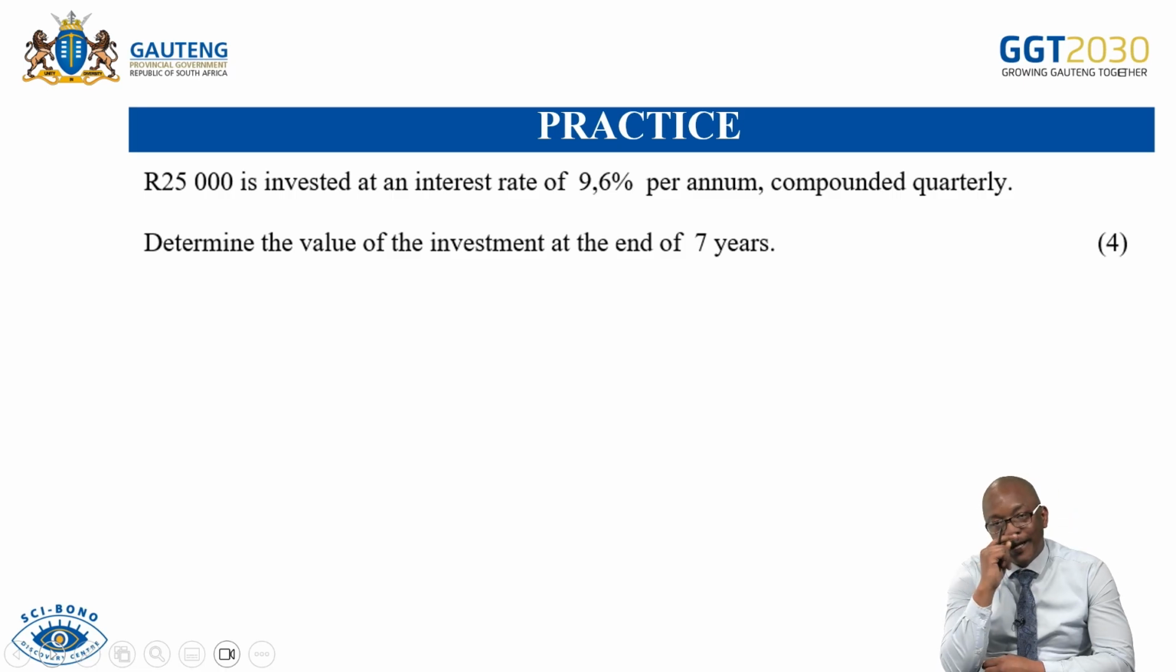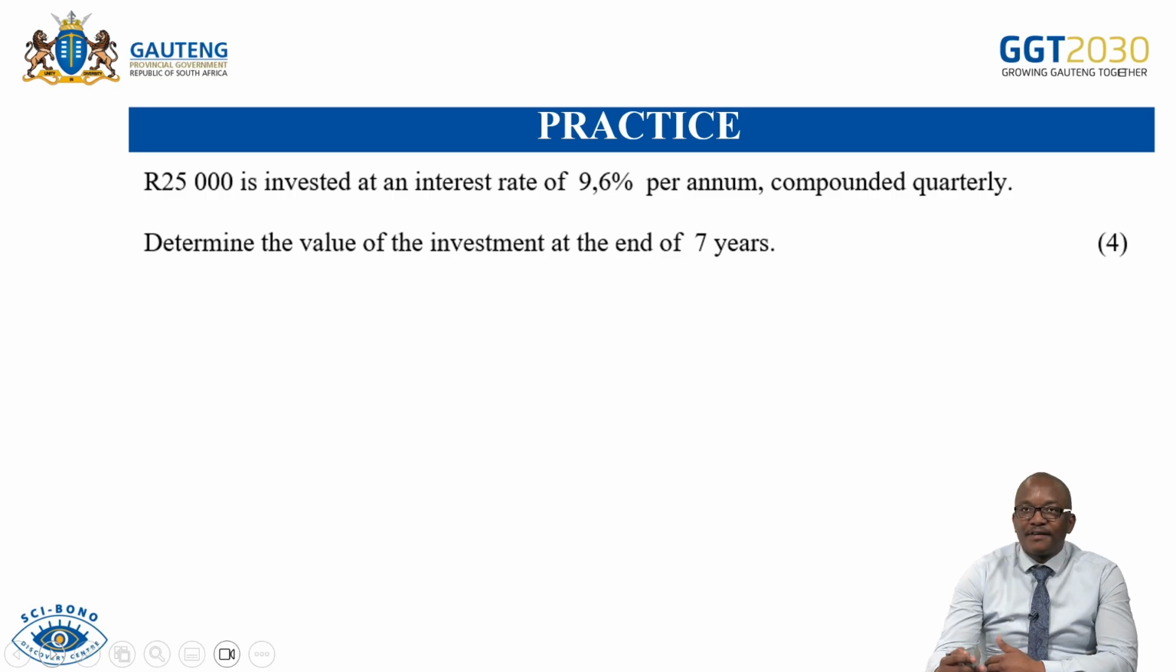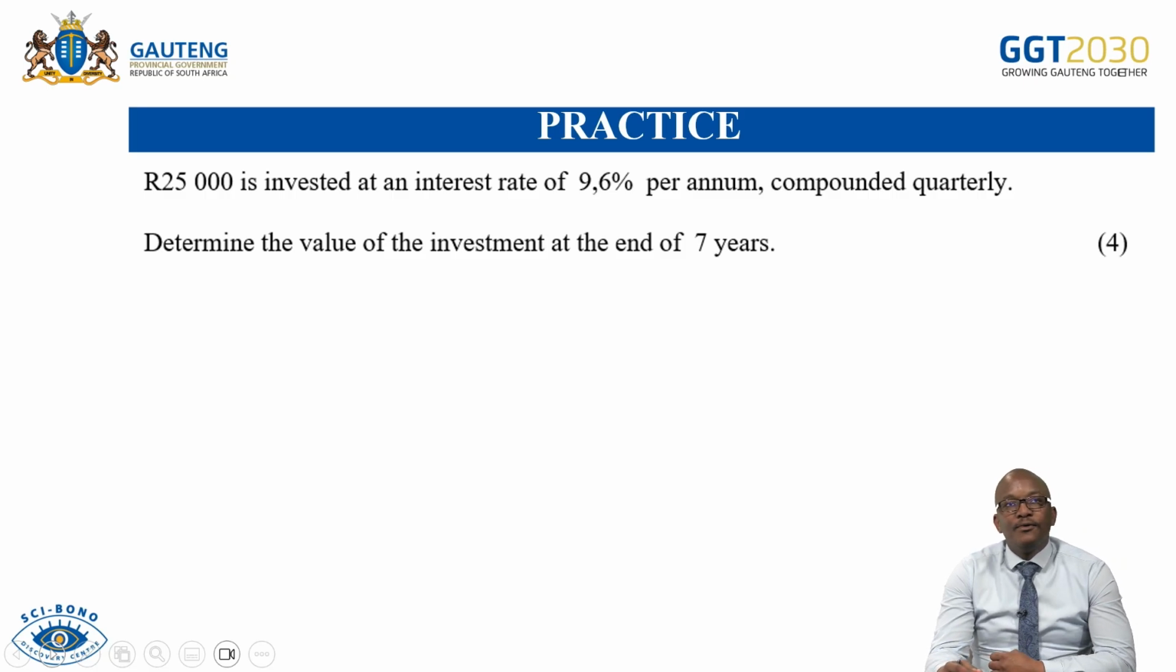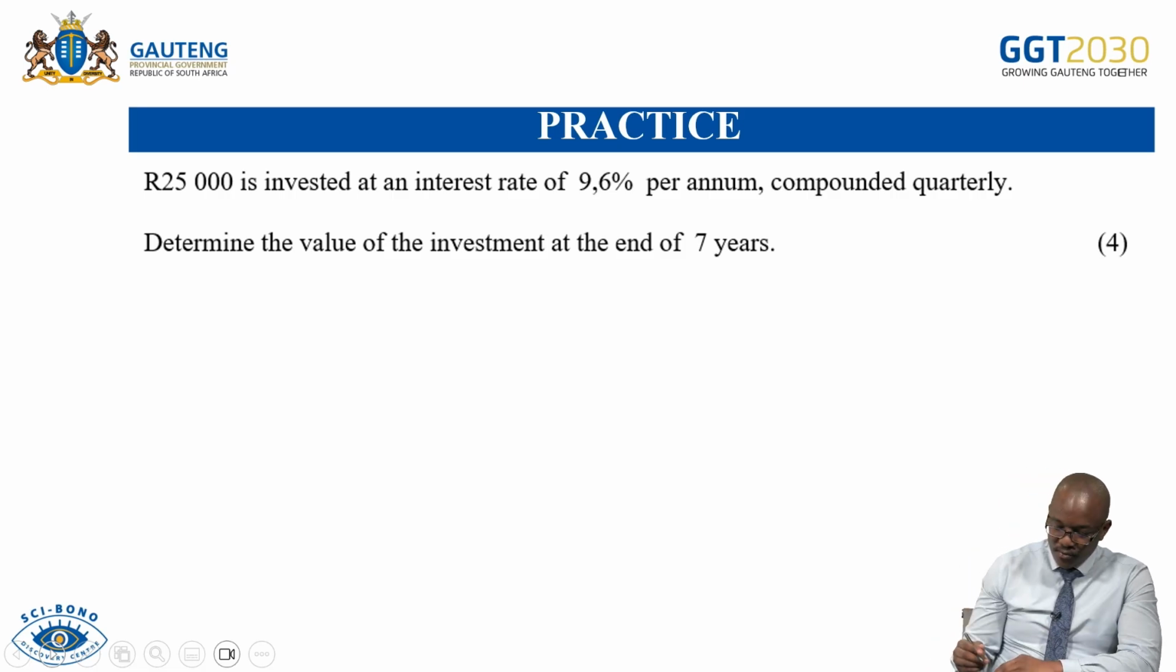See how we now utilize our compound formula when the interest is affected by different periods. So now the question says 25,000 is invested at an interest rate of 9.6% per annum, compounded quarterly. Determine the value of the investment at the end of 7 years. The simple question.